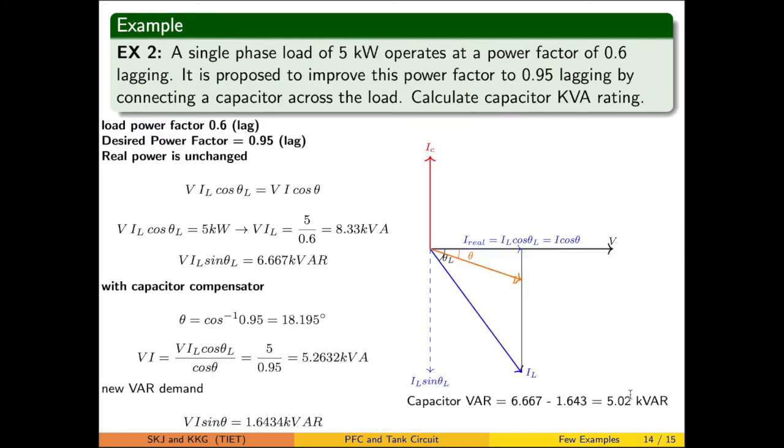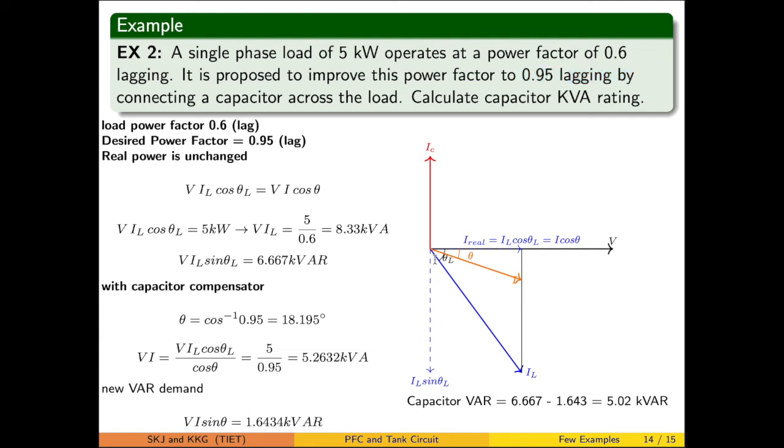Now, a single phase load of 5 kilowatt is operating at a 0.6 lagging power factor, and by placing the compensator, it is desired to improve the power factor to the level of 0.95 lagging, and we have to calculate the capacitor rating likewise.